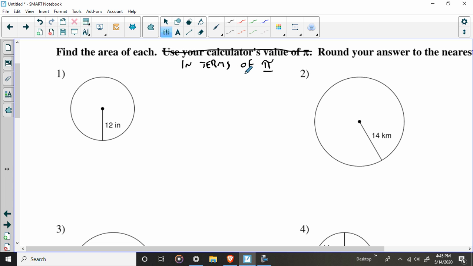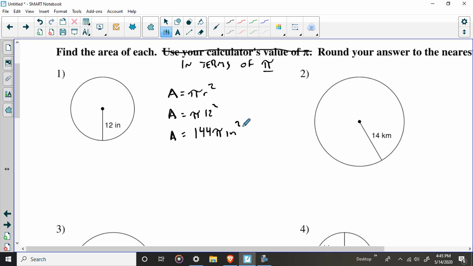So I have a radius here of 12 inches, and they want to know the area. Well, your formula for area is going to be pi times the radius squared. Okay, so my area is equal to pi. Well, what's my radius? 12 squared, right? 12 squared is 144. Therefore, my area is 144 pi inches squared.